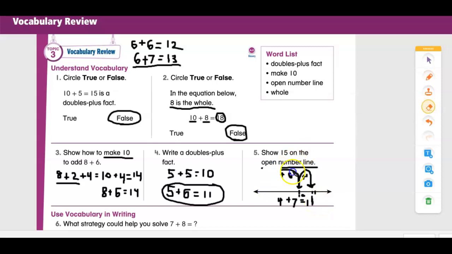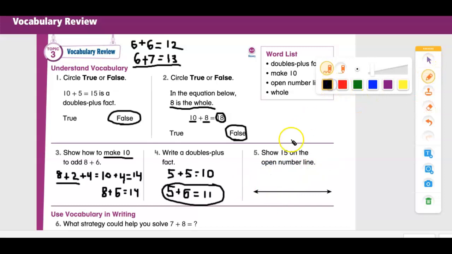So I'm going to go ahead and erase this. So on number 5, it wants us to show the number 15. So it did not give us an equation. It's just telling us to show 15 on an open number line. So it wants you to write the number 15 on the open number line.